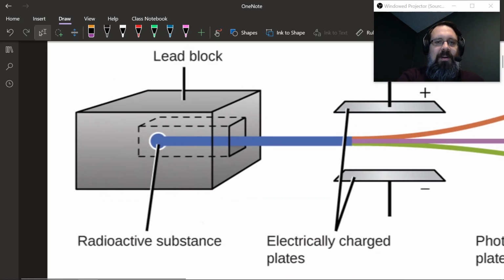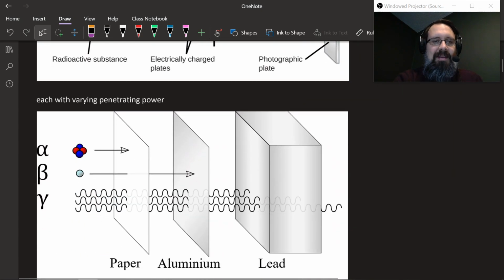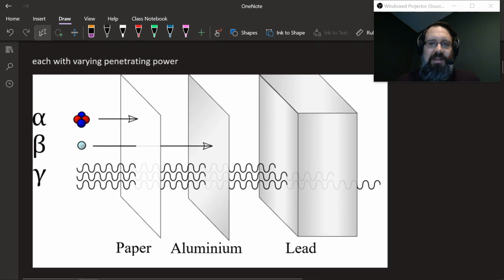One thing that's important over here is notice that the radioactive substance is here, and what it's really trying to do is shoot out radiation in all directions, like in that video I showed you. But we've entombed it within this lead block, and the lead block has an opening at one end, so it creates a stream, a beam of particles. None of the other particles can make it out this way. They just end up getting blocked by the lead, and lead can absorb almost all types of radiation. That's the next thing. The three distinct types of radiation, alpha, beta, gamma, also have varying penetrating power.